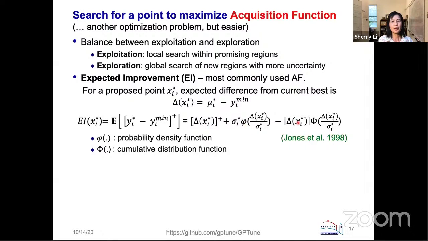Then the two functions: one is the small phi, the probability density function. The other one is the cumulative distribution function.